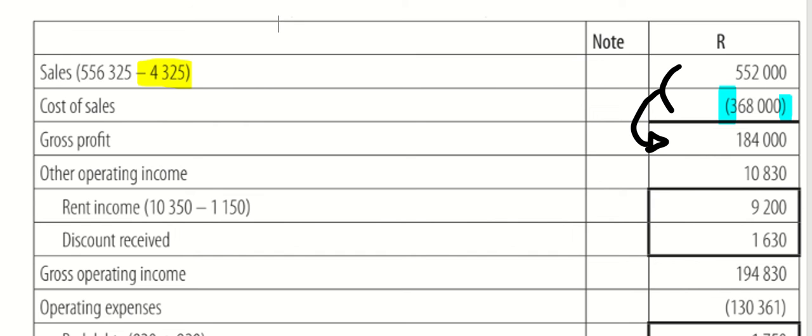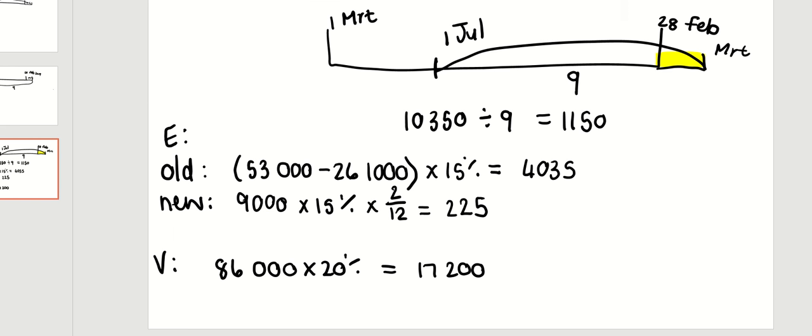So we have our huurinkomste, rent income, and that had a calculation. So I'm going to show you the calculation here. What I did is I drew my timeline, and then I saw that because I started to rent the building or rent it out, sublet it from the 1st of July.